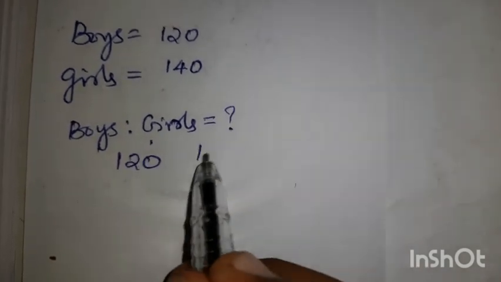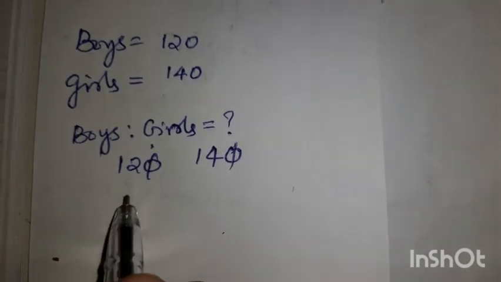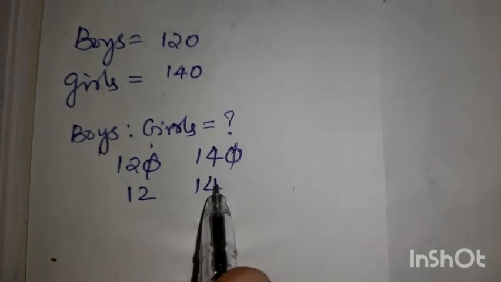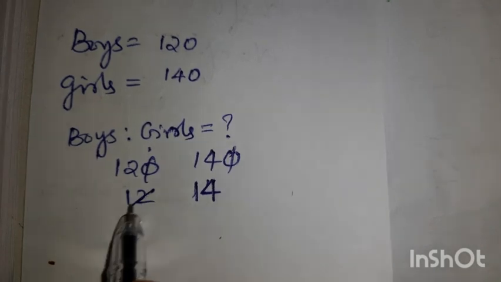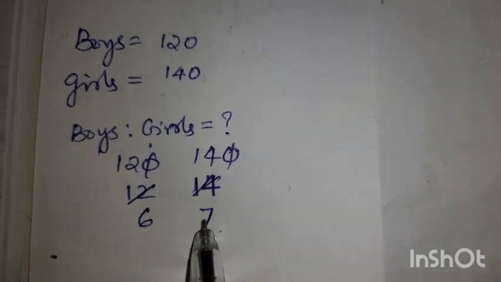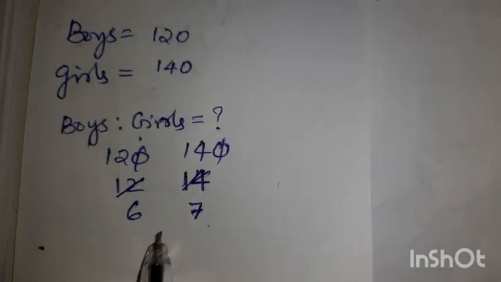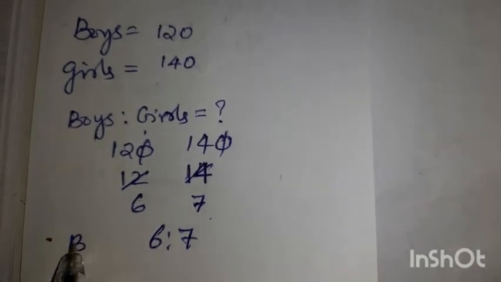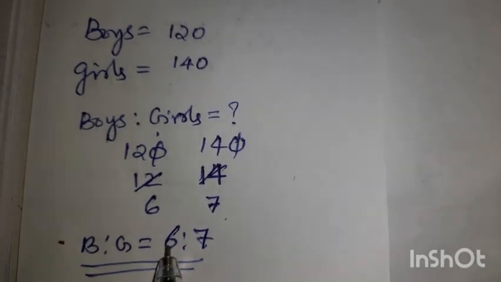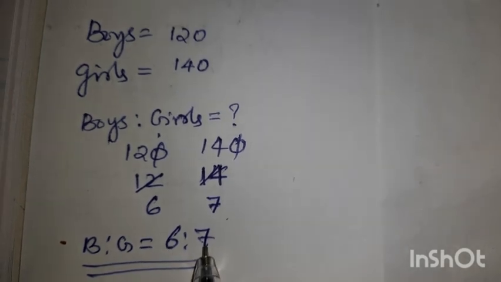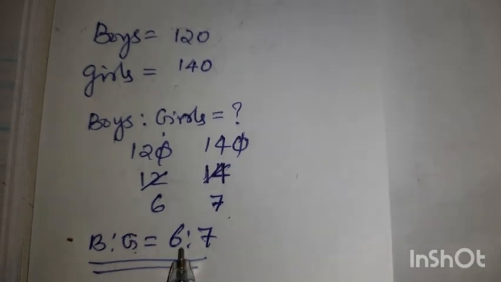So 120 and 140 are the numbers. Okay. Then zeros cancel. Balance is 12 and 14. So if you divide with a common number, if you divide with 2, we will get 6. If you divide with 2, we will get 7. 6:7 you are getting. So the ratio is 6:7. Boys to girls ratio is 6:7. That means if the number of boys is 6, then the number of girls is 7. Boys and girls ratio is 6:7.